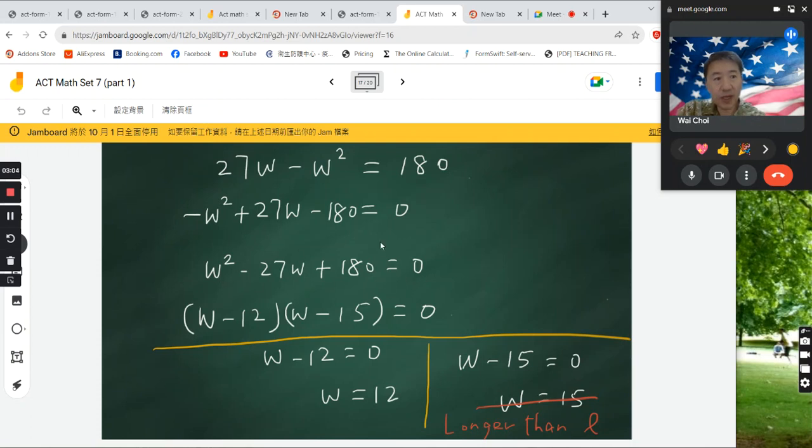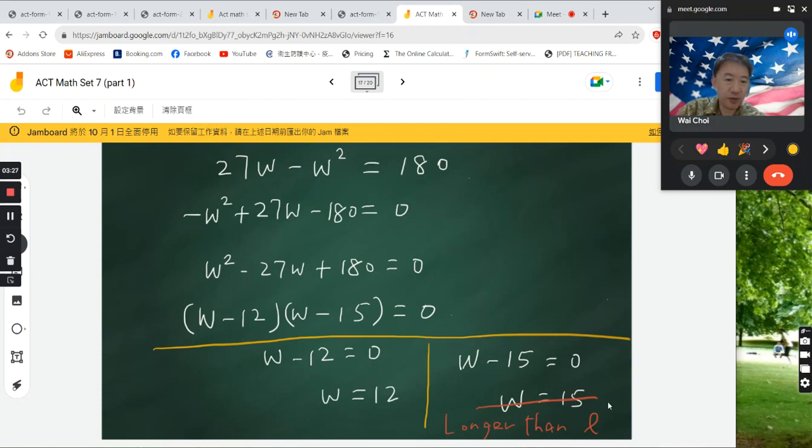Now we can solve this using factorization. This is equal to (W minus 12) times (W minus 15). So one of these has to be equal to 0. W minus 12 equals 0 implies the width W is 12. W minus 15 equals 0 implies W equals 15.